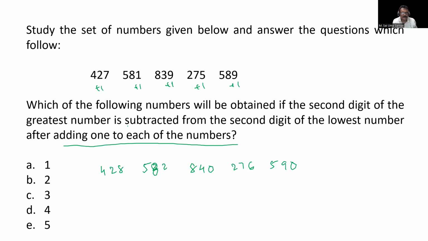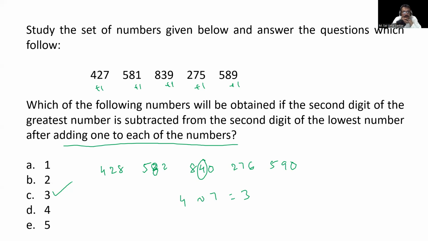Now what we require is the second digit of the greatest number. What is the greatest number in this case? That is equal to 840. What is the second digit? That is equal to 4. And next is the second digit of the lowest number. What is the lowest number? That is equal to 276, right? So the second digit is equal to 7. So what is the difference? That is equal to 3. Option 3 is the correct answer.